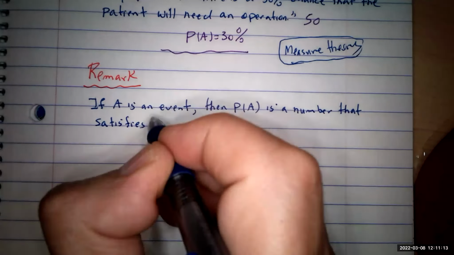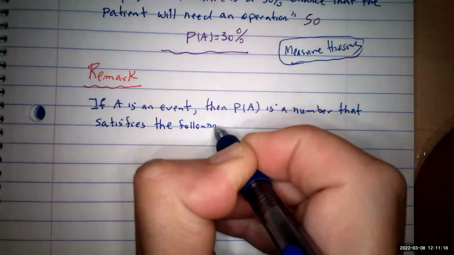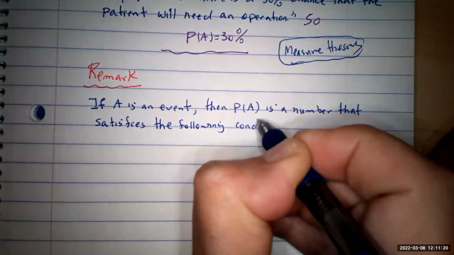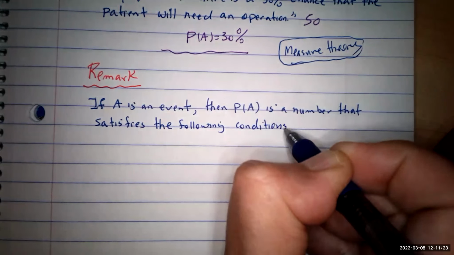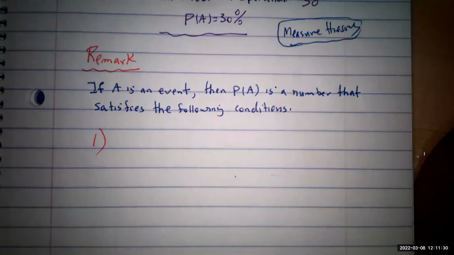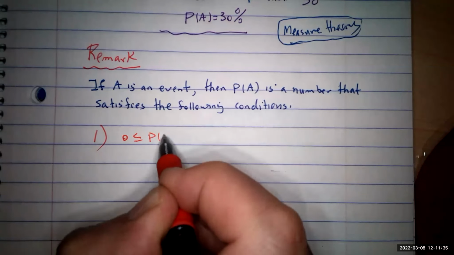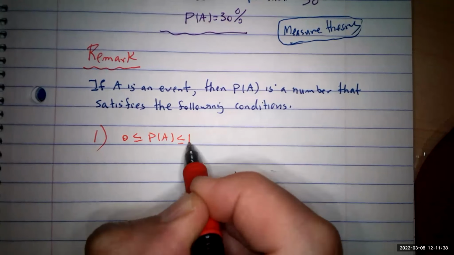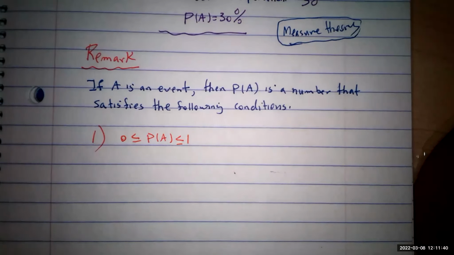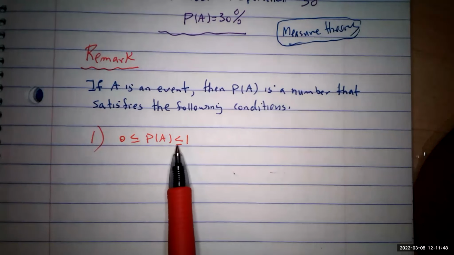Okay, satisfies the following conditions. So if you don't have these conditions, then P of A doesn't make sense. The first condition: this number must be between 0 and 1 all the time. 0 less than or equal to P of A less than or equal to 1. So you cannot say that the probability is 1.5. If somebody says P of A equals 1.5, you say, oh, what are you talking about? At most, it's going to be 1.